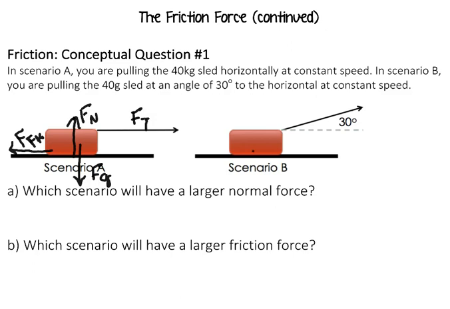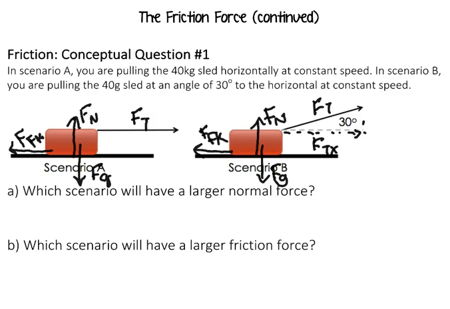On the other sled here, I've got normal force as well, and I have gravity and a friction force, also a kinetic friction force, FFK, and a tension force, but a difference is that that tension force has two components. Because it's at an angle, I have a tension force that's horizontal, that's Ftx, and a vertical component to that tension force, there's Fty.